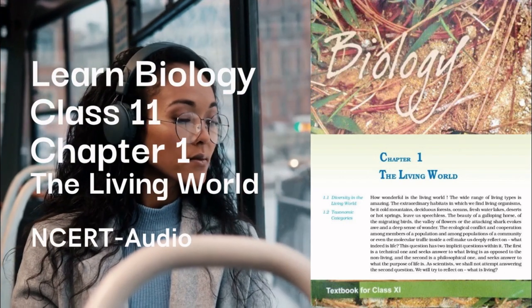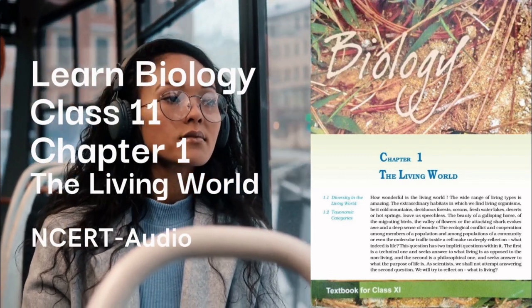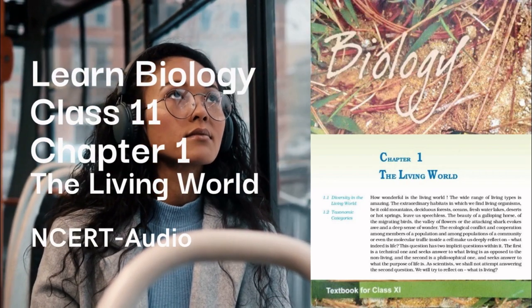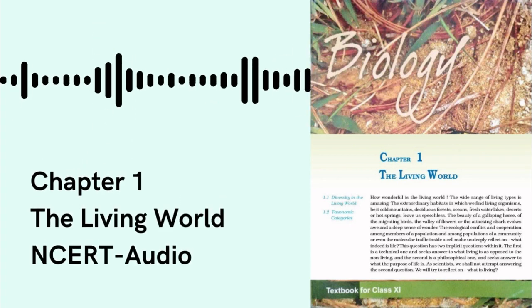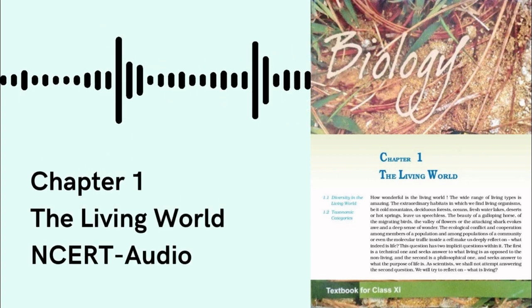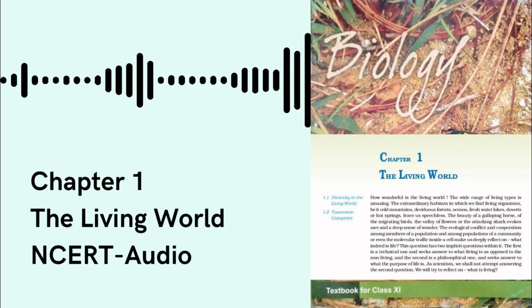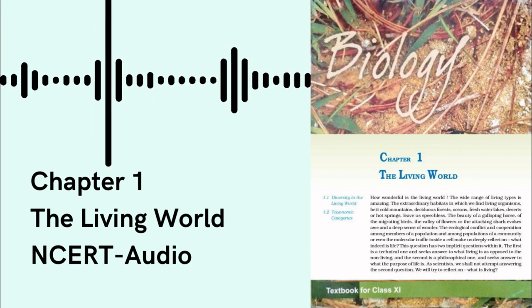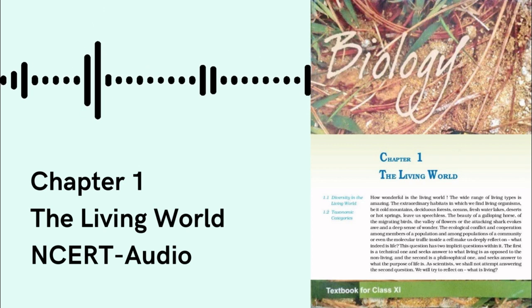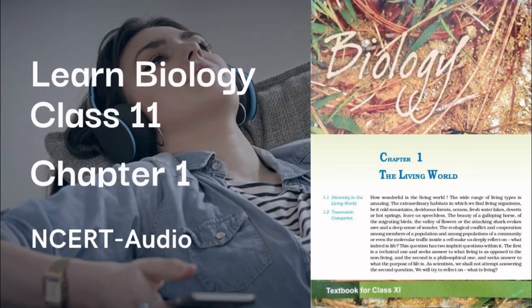Chapter 1: The Living World. How wonderful is the living world! The wide range of living types is amazing. The extraordinary habitats in which we find living organisms, be it cold mountains, deciduous forests, oceans, freshwater lakes, deserts, or hot springs, leave us speechless. The beauty of a galloping horse, of the migrating birds, the valley of flowers or the attacking shark evokes awe and a deep sense of wonder.